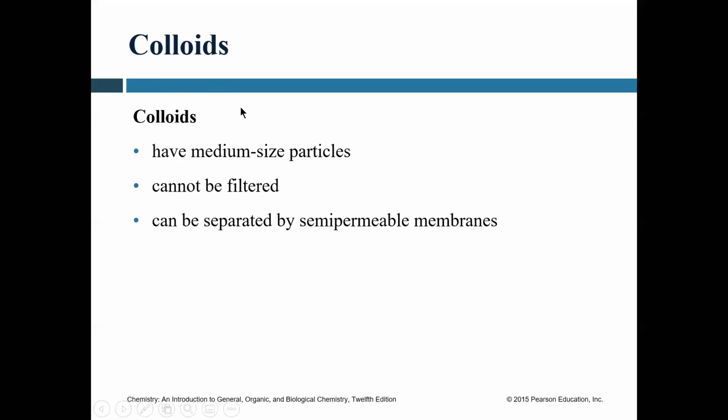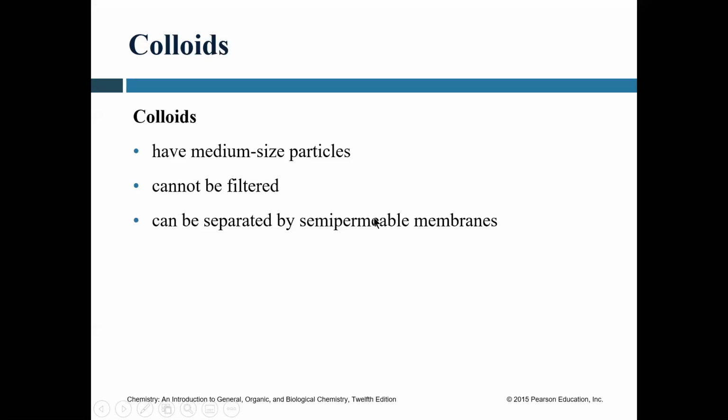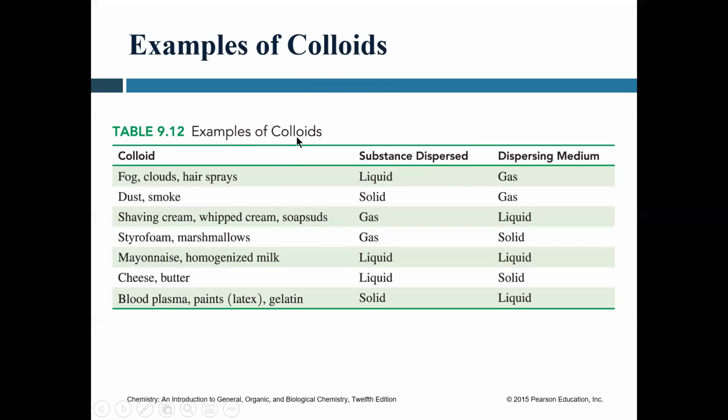We have these things called colloids. Colloids are a little bit different than our solutions. They have a medium-sized particle, so the particles are a little bit bigger. They cannot be filtered, so they won't go through the filter paper, but they can be separated by a semi-permeable membrane. Whereas in a solution our small particles are not, a colloid will have particles big enough to get trapped by a semi-permeable membrane. Some examples of colloids: fog, clouds, hairspray, dust and smoke, shaving cream, styrofoam, marshmallows. These are all things where we could actually separate out the solute from the solvent. Big one that we see, blood plasma. We can separate those out.